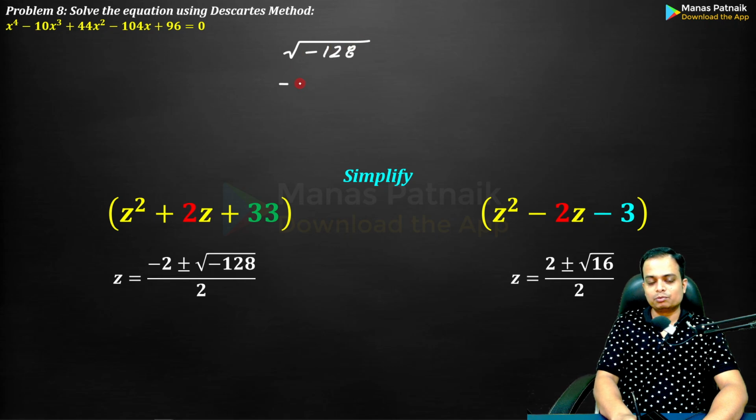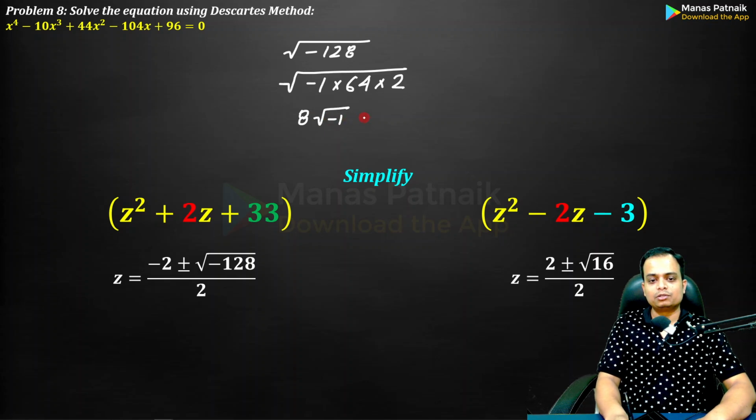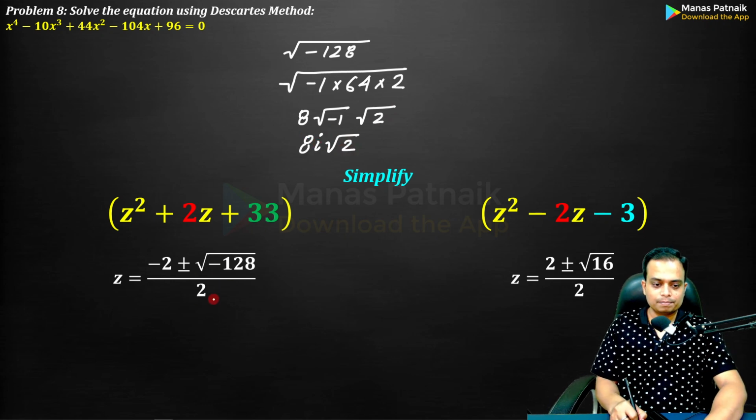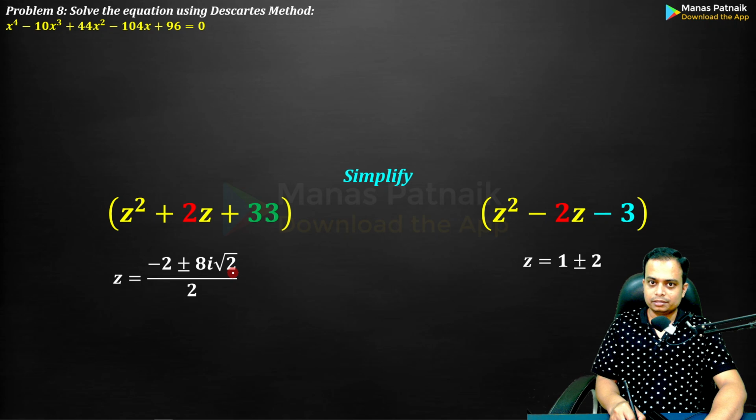We can write minus 128 as minus 1 times 64 times 2. 64 can be taken outside as 8, and this is going to be root 2, under root of minus 1 and under root of 2. Under root of minus 1 basically is iota. So 8 iota root 2. Follow this first of all. Plus minus 8 iota root 2. Here it is. Easy. And then do the division. This is going to become minus 1 and 8 by 2 is 4.